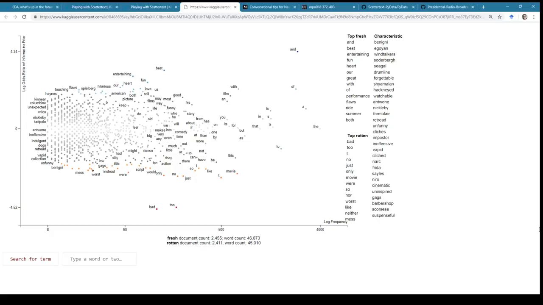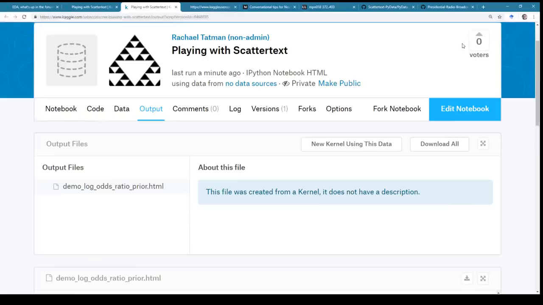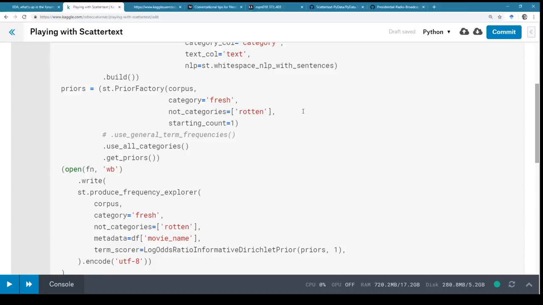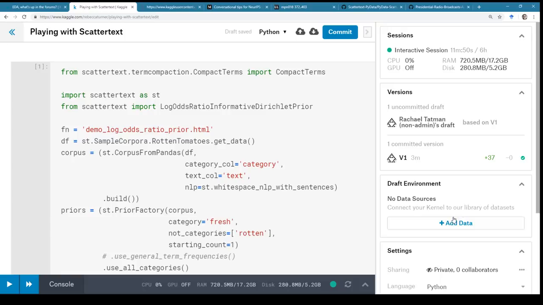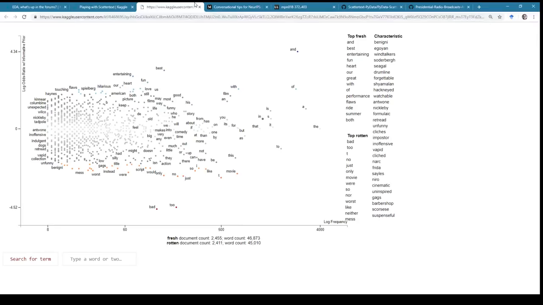So what I'm going to do instead is go back and do the same thing, but with data from, oh, I don't actually have a data source in this kernel, data from MetaKaggle. And see if we can get the same thing, but with up being positive reviews and down being negative reviews.